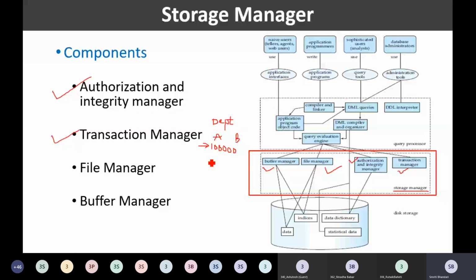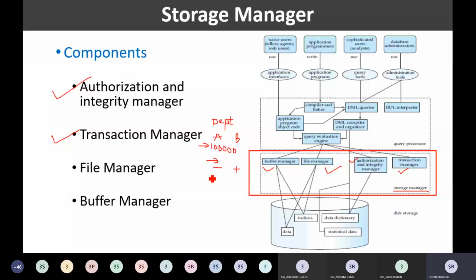20,000 will be decremented from A's account and then it would be added into B's account. So I have a debit from A's account and a credit to B's account. These two operations are important: decrementing A's amount and incrementing B's amount. So there are several steps in performing this transaction. Let us assume that the amount 20,000 is decremented from A's account.